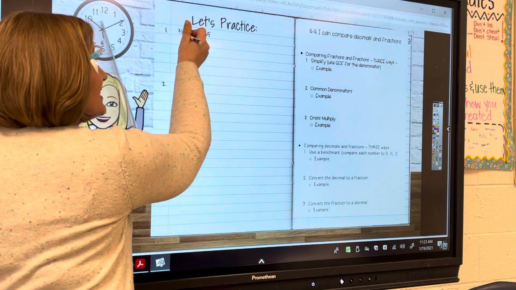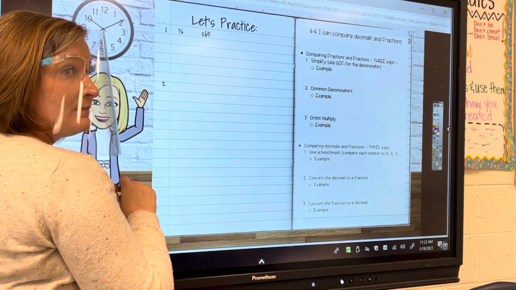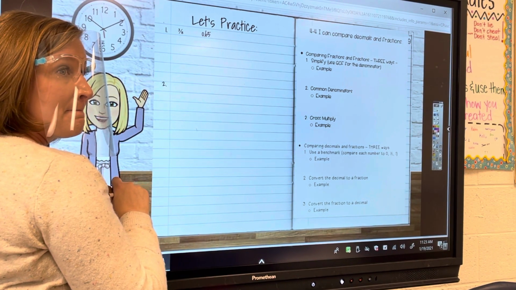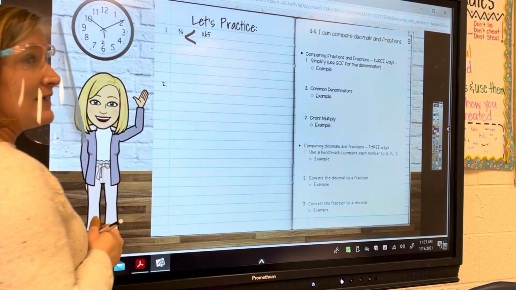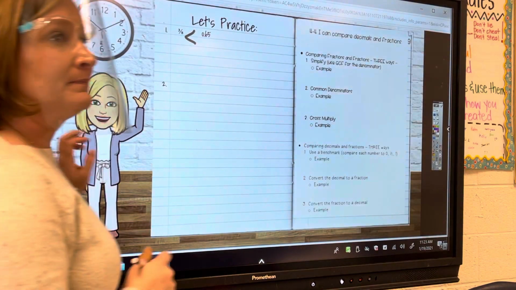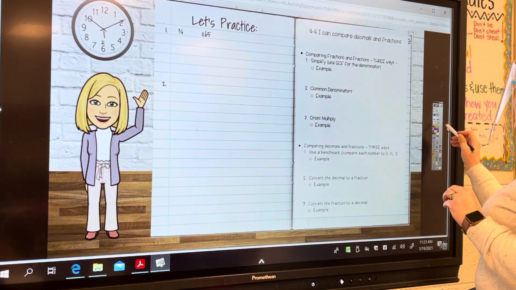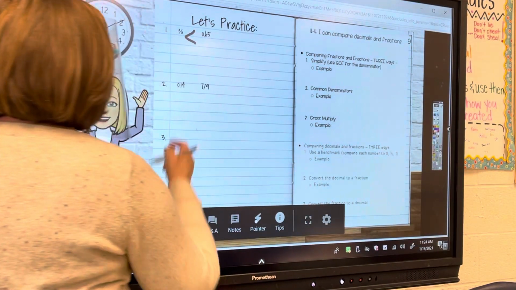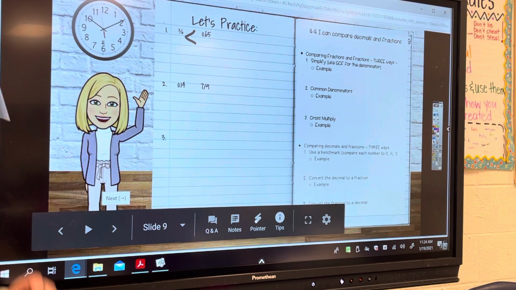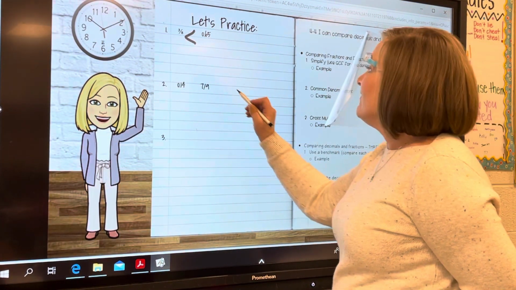So that means that 3/8 is what to 65/100? If this is less than a half and this is more than a half, what symbol has to go here? Less than. Has to be less than. Always try to use a benchmark first. All right, let's try this one. We have 14/100 and 7/9.